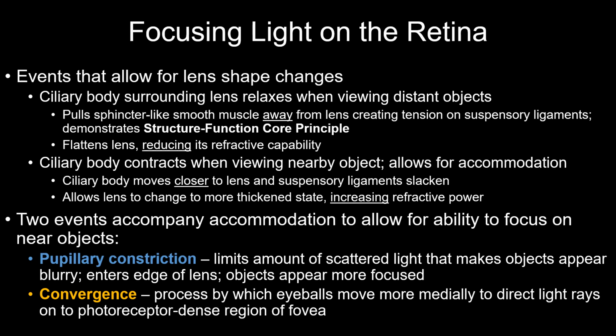You also need convergence. To focus near objects on the fovea of each eye, the eyeballs have to move medially, and that movement of the eyeballs is called convergence. If you have someone look at the wall behind you, and then you say, okay, now focus on this pen, and you put the pen a foot in front of their face, you're going to see their eyes cross, moving medially, and the pupils are going to constrict. And the lens is also going to change shape, but you're not going to be able to see that.